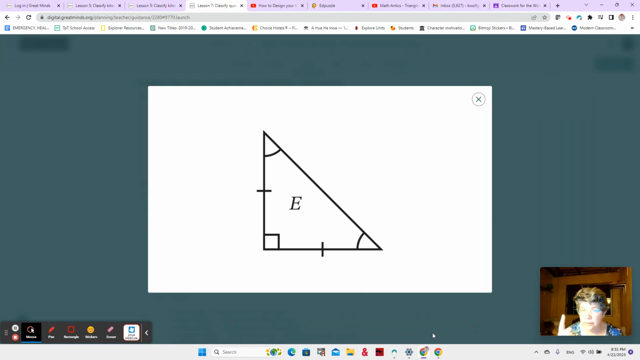It's a polygon, right? A many-sided shape, closed shape. It's a triangle, of course. It's a right triangle because it has a right angle here. It is an isosceles triangle because it has two sides that are the same length. All right? So we're looking at triangles by their shapes.